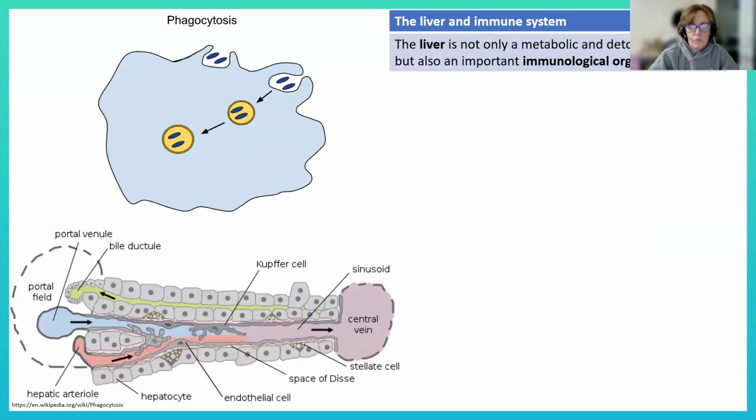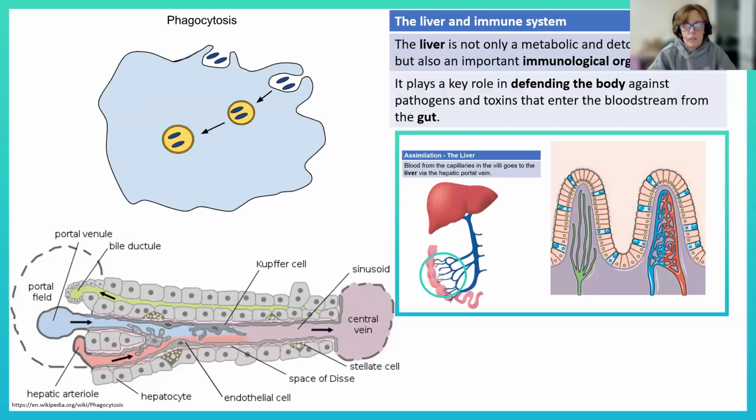So we know that the liver is important in metabolic and detoxification processes. The metabolic was the removal of those amine groups to produce the urea, and transamination. And the detoxification is how the liver will remove things like alcohol, but it's also got this really important immunological role.